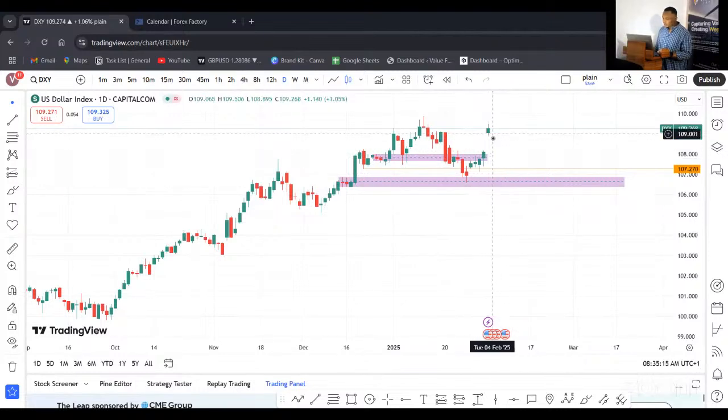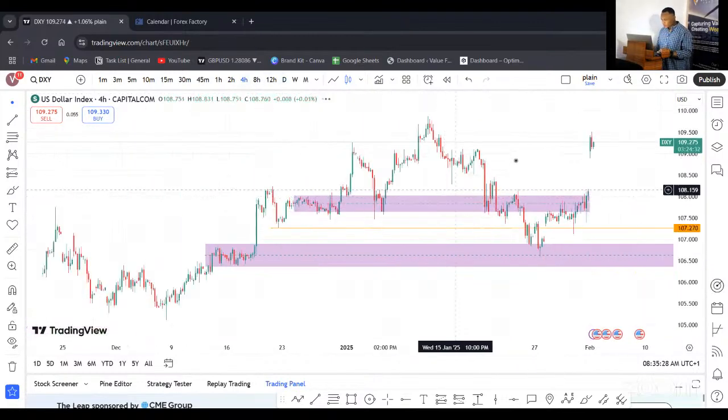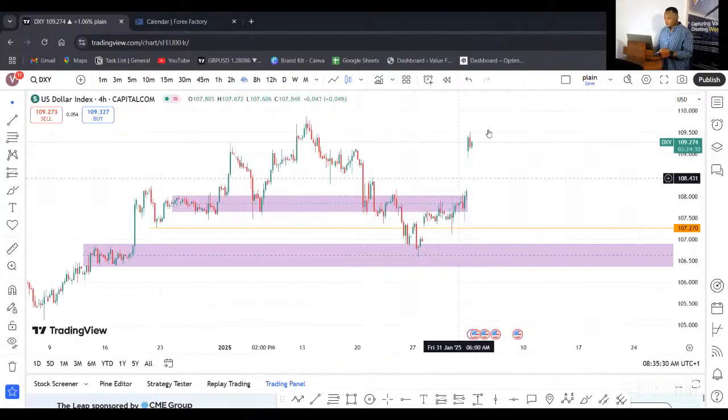We might see a short retracement, maybe 50% of this gap, or retracing all the way to fill up the gap before it continues. But my bias for the US dollar is bullish. Okay, so if we look at the forward time frame, you still see that very bullish on the US dollar. You can see that everything is just shooting to the upside.